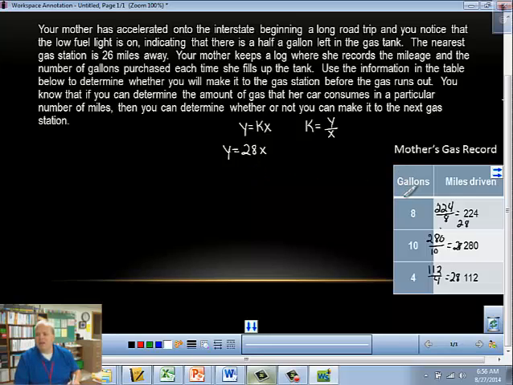I can use these letters as my variables if I want to, so miles would equal 28 times the number of gallons. Now, knowing that there is only half a gallon of gas left when the light comes on, I need to know, was she going to be able to make it? She's probably not going to be able to make it because she only gets 28 miles to 1 gallon. Since only half a gallon is left, she can only travel 14 miles. And we know from the problem that the next gas station is 26 miles away. So she's not going to make it.